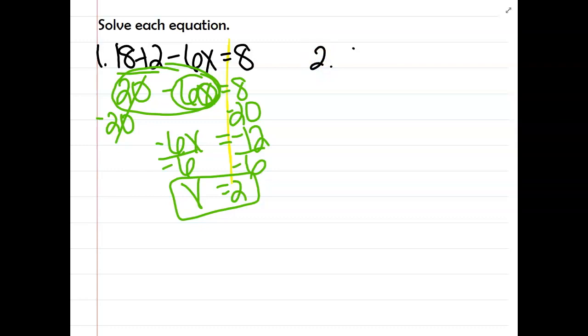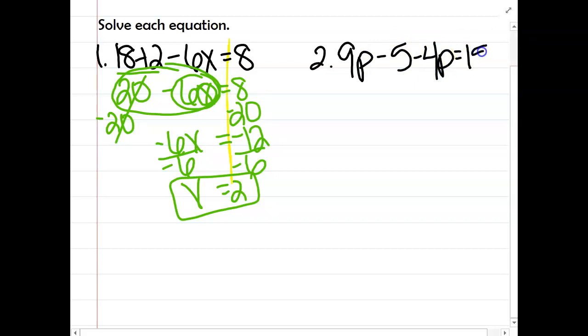Okay, number 2. 9p minus 5 minus 4p equals 15. Okay, so we're going to drag that equal sign down. First thing, is there anything to distribute? Nothing to distribute. Okay, like terms. Do I have any like terms to combine?